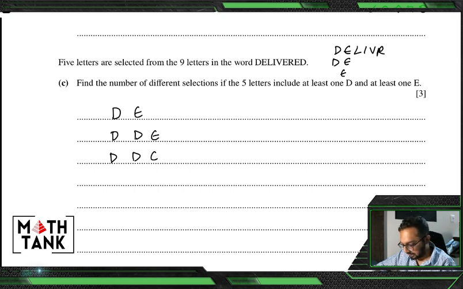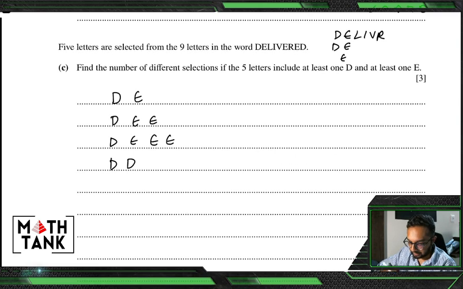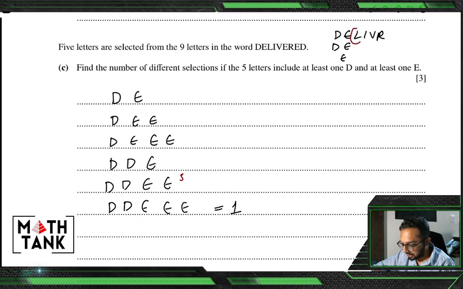In fact, let's just make it more logical. So 1D and 1E, then 1D and 2Es, then 1D and 3Es. Then 2Ds, that's the case with 2Ds and 1E, then 2Ds and 2Es, and 2Ds and 3Es. That's the easiest case. You're left with one number here, so you're going to say that this is basically how many letters am I left with?